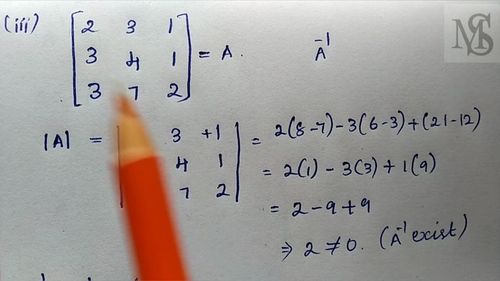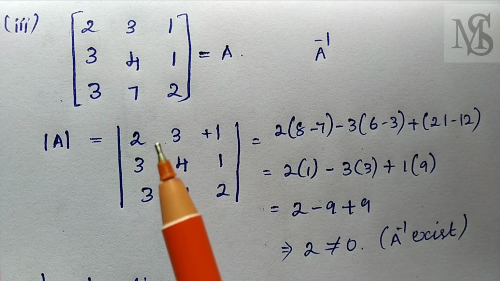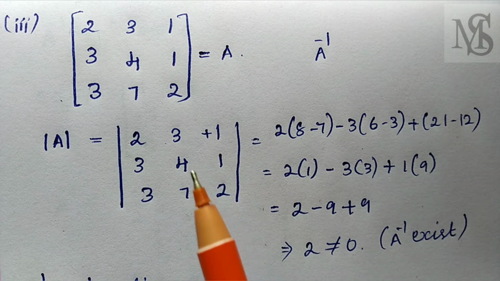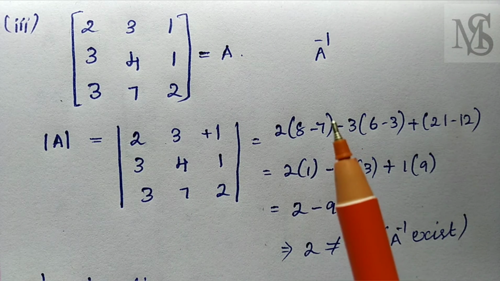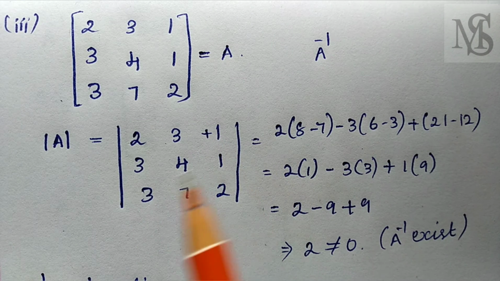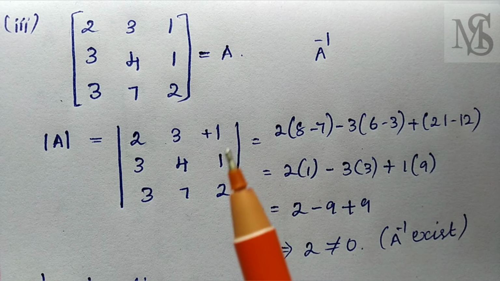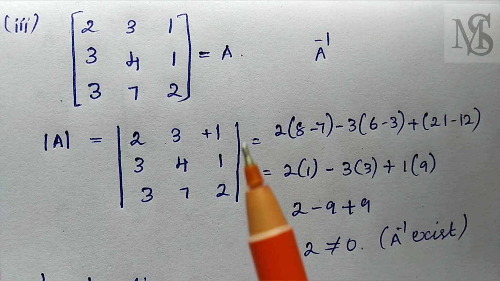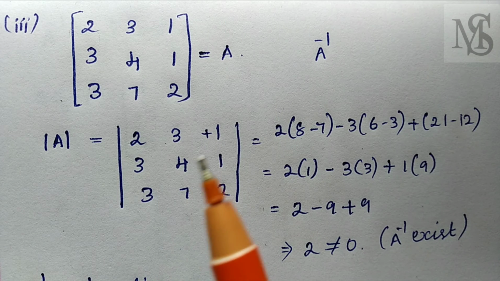Modulus A is equal to the same matrix of A, but written inside the modulus: 2 into, without considering the values which are in the first column and the first row, the remaining values have to be cross multiplied. 4 into 2 is 8, minus 1 into 7 is 7, minus 3 into, without considering the values which are in the second column and the first row, the remaining values have to be cross multiplied. 3 into 2 is 6, minus 1 into 3 is 3, plus the last value 1 into, without considering the values which are in the last column and the first row, the remaining values have to be cross multiplied and subtracted. 3 into 7 is 21, minus 3 into 4 is 12.